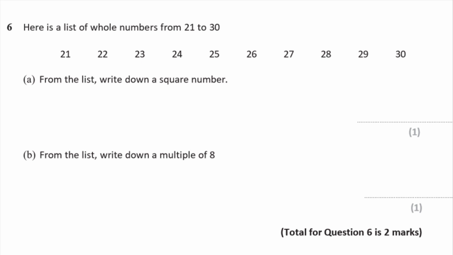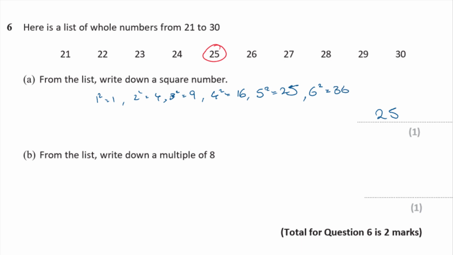So the first square number is 1. 1 squared is 1. That isn't on the list. Next square number is 2 squared, which is 4. Then I've got 3 squared, which is 9. 4 squared, which is 16. 5 squared, that's 25. Now that one is on the list. Okay, it's here, look. So I think it's going to be 25. Now the next square number after that is going to be 6 squared, which is 36, which is too big, isn't it? It's off the list.